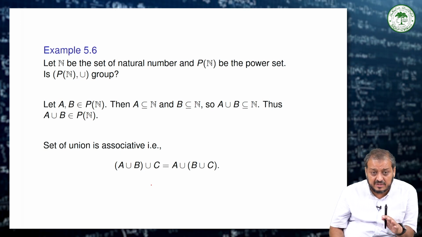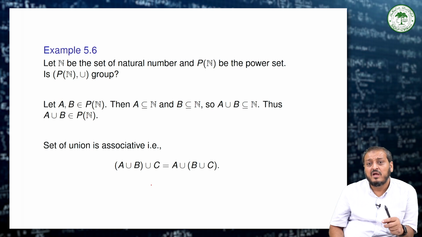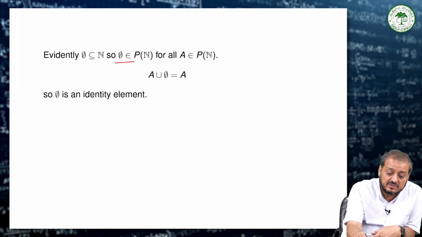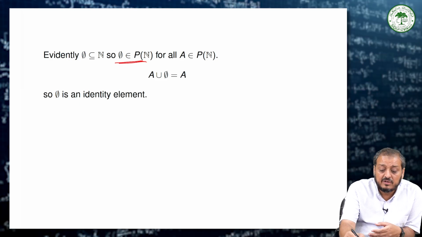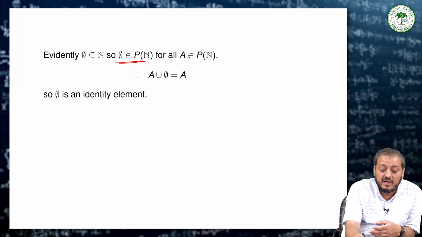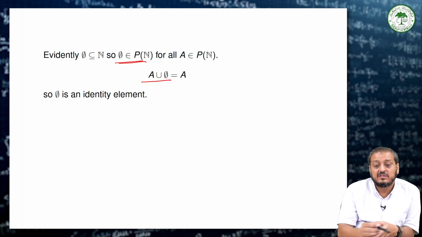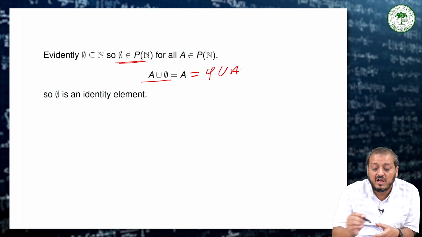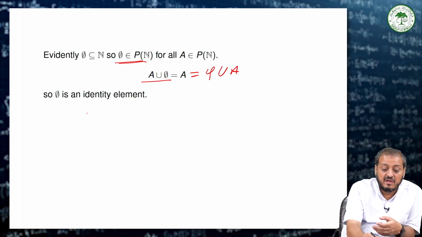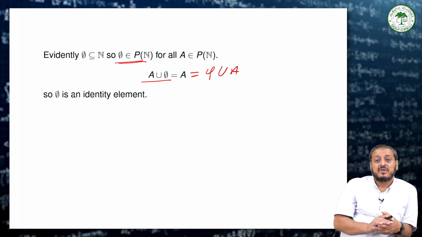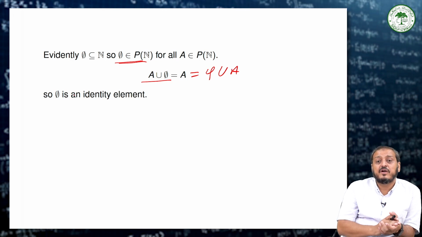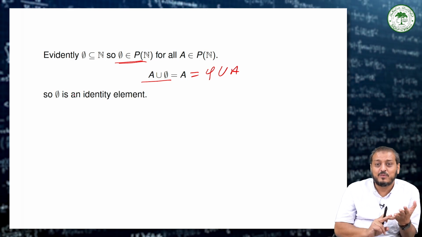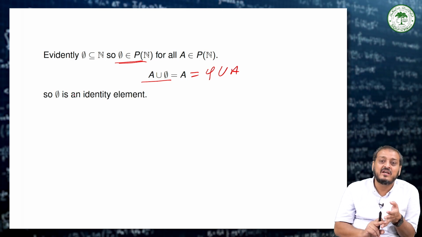If we take the union of an element A with the empty set, which belongs to the power set, then the union of any element with the empty set gives the set itself. So you can say that A union phi is A also. So phi, the empty set, is an identity element of this group. So the closure property is satisfied, the associativity property is satisfied, and the identity is there.